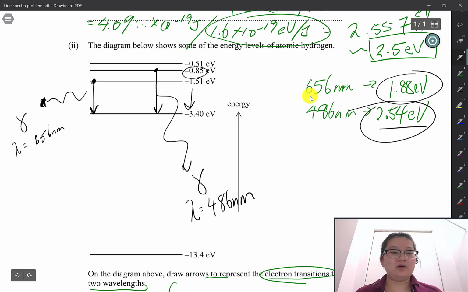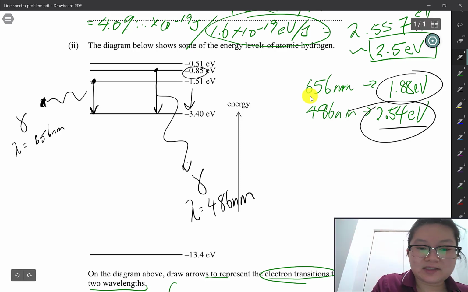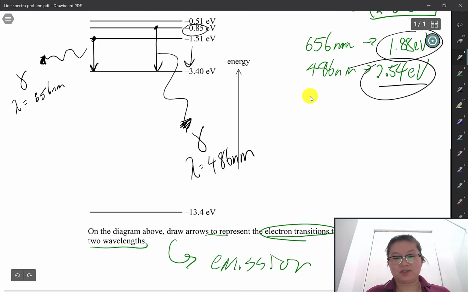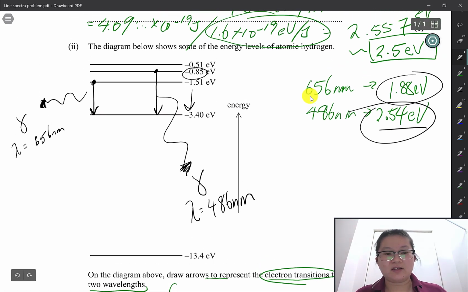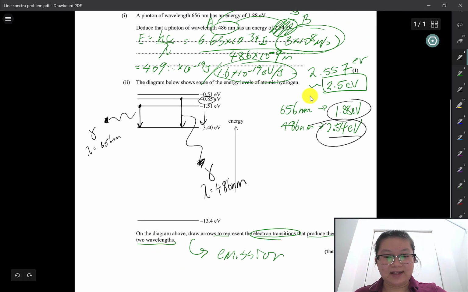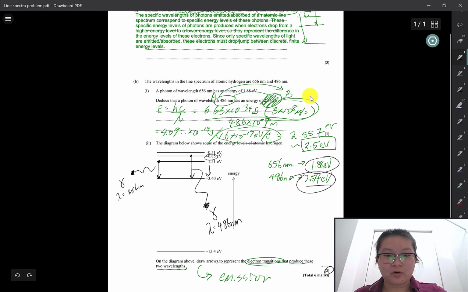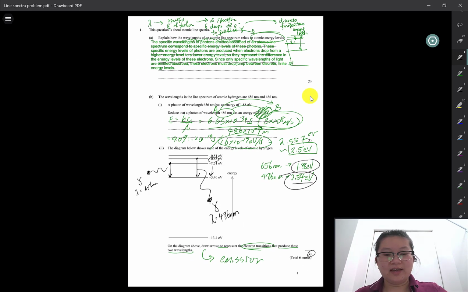Okay, so here are the particular transitions. I double checked, it is 2 marks, so I probably don't have to do too much more other than labeling the transitions. All right, so there we go. This is looking at line spectra for an IB question. So hopefully you learned a little bit from this question. I hope you try your best with your explain questions.